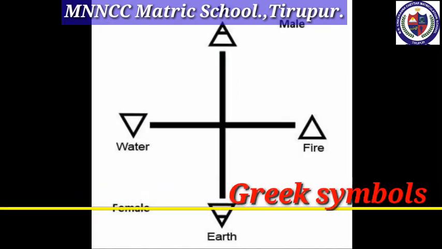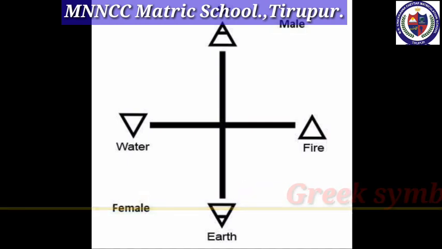Let us learn the brief history of symbols of elements. The first symbol is Greek symbols. The symbols in the form of geometrical shapes were those used by the ancient Greeks to represent the 4 basic elements around us, such as earth, air, fire and water.